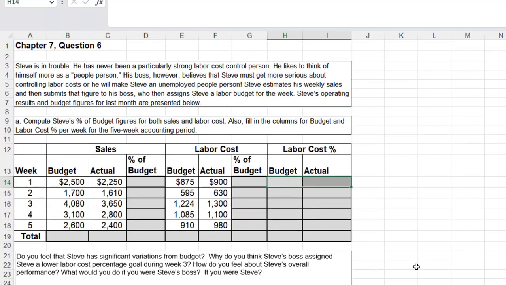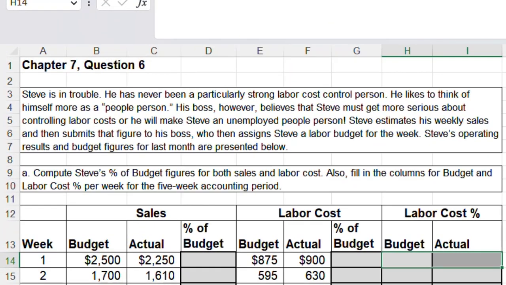All right, let's move on to question number 6. Stephen's in trouble. He's never been a particularly strong labor cost control person. He likes to think of himself as more of a people person. His boss, however, believes that Steve must get more serious about controlling labor costs or he will make Steve an unemployed people person. Steve estimates his weekly sales and then submits that figure to his boss, who then assigns Steve a labor budget for the week.